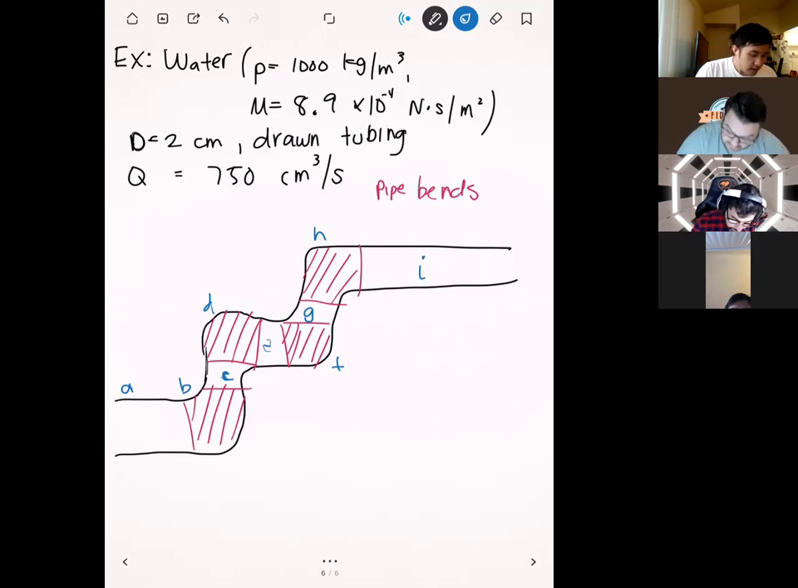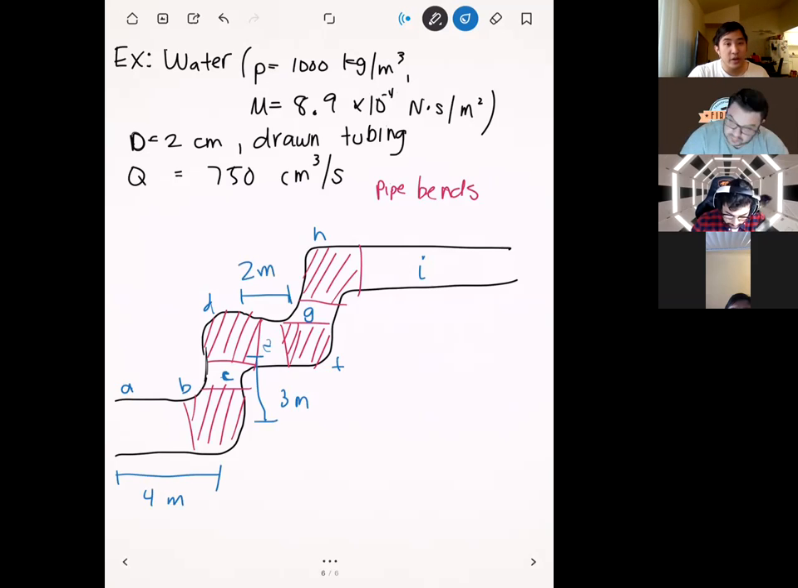And then we can label some of the lengths here. This length from here to here is going to be 4 meters. This length from here to here is going to be 3 meters. I know it doesn't look like it, but use your imagination. This length from here to here is going to be 2 meters. This length from here to here is going to be 1 meter. And then this length from here to here is going to be 10 meters.